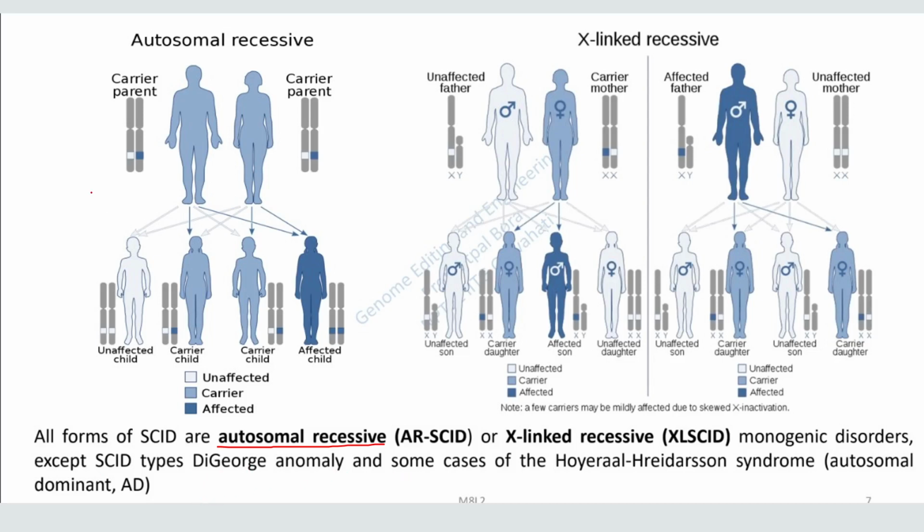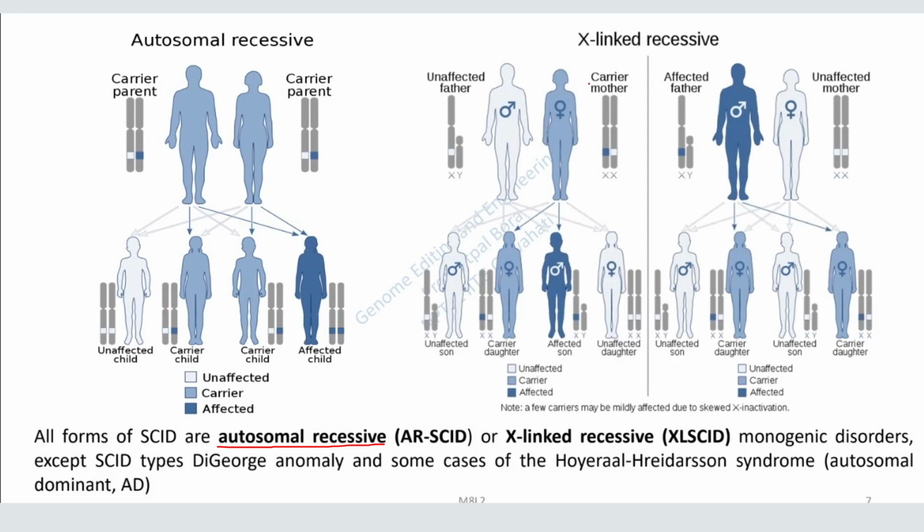Here you can see the male is a carrier and the female is also a carrier parent. That leads to an affected female child, while the other female is a carrier, and there is an unaffected child and a carrier child. So that means out of four children, three offspring have been affected.